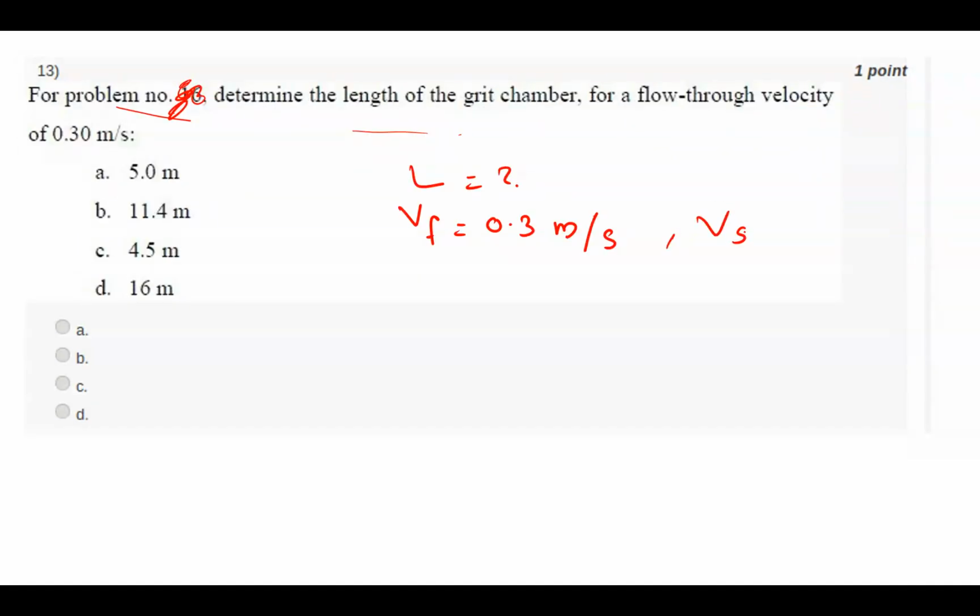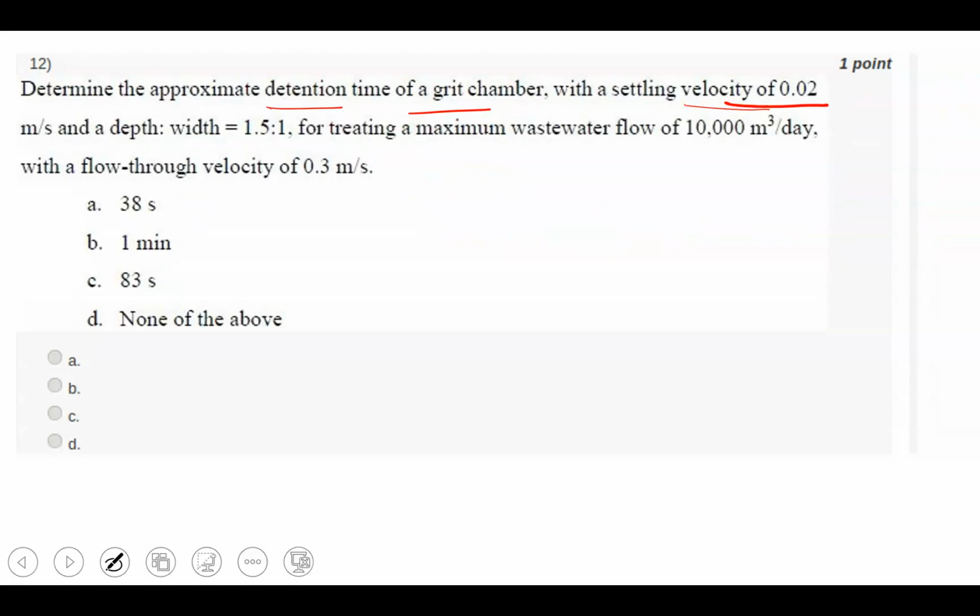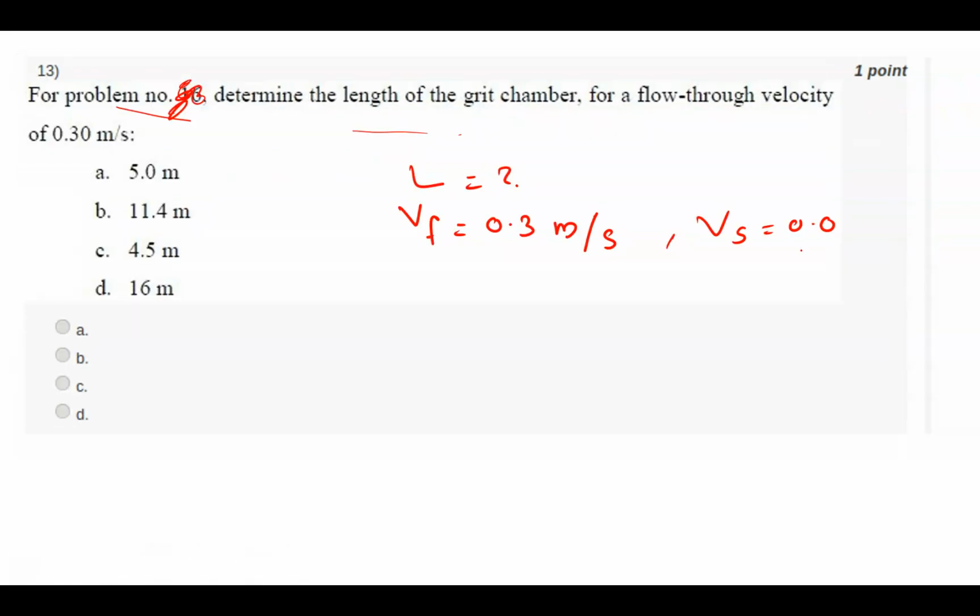So Vs is equal to 0.02 meter per second. We have to calculate L, the length of the grit channel. L is equal to D into Vf by Vs. D we have calculated in the previous problem, Vf is given here, then Vs. So what is the answer for L?